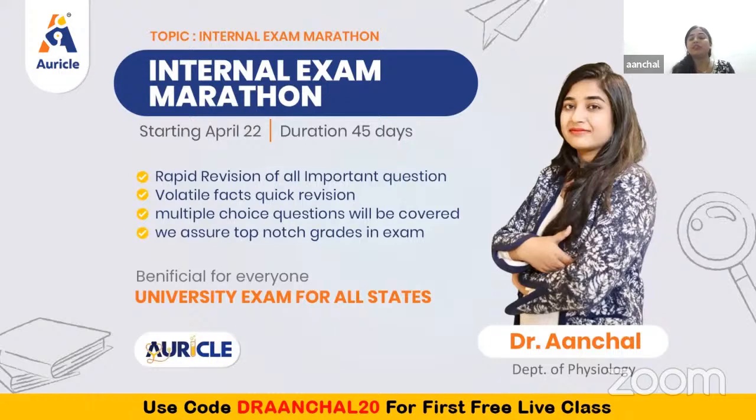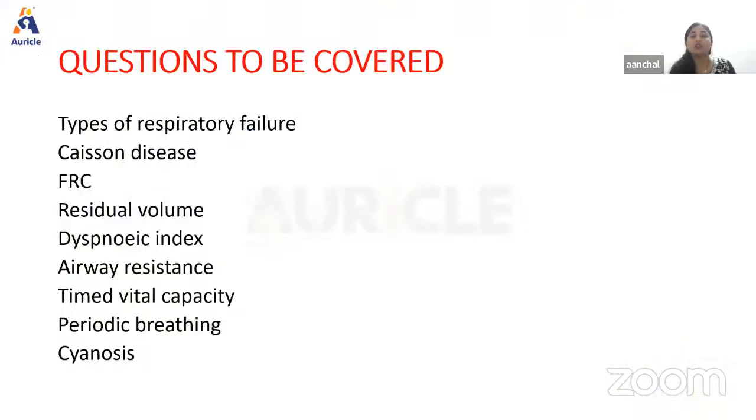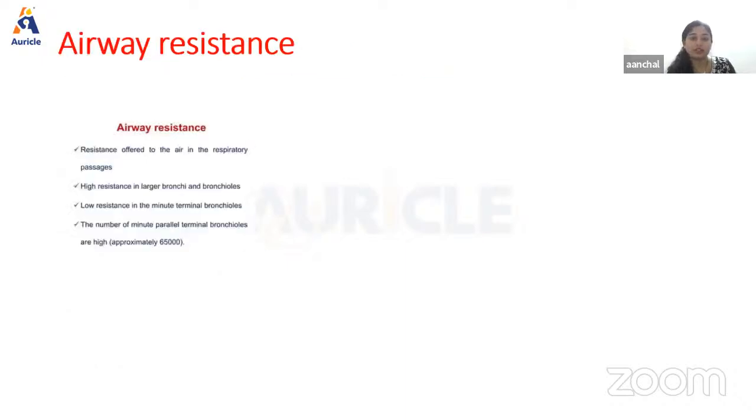So let's start with today's topic, and also there are some core features of the internal marathon series that we provide: rapid revision of all the important topics. Volatile facts are discussed here, multiple choice questions will be covered, and we assure top-notch grades in the examination. So in today's class, we're going to discuss types of respiratory failure, Casson's disease, functional residual capacity, residual volume, dystonic index, airway resistance, time vital capacity, periodic breathing, and cyanosis. So let's start with today's topics.